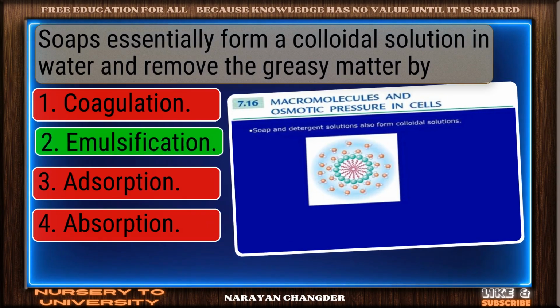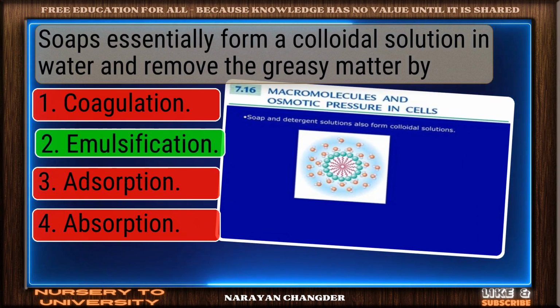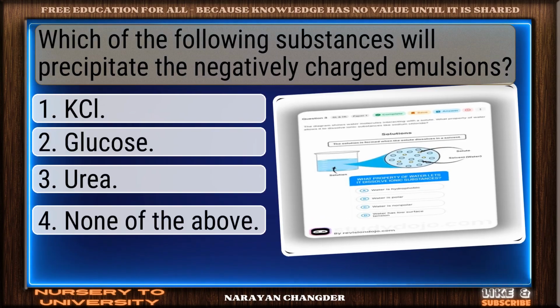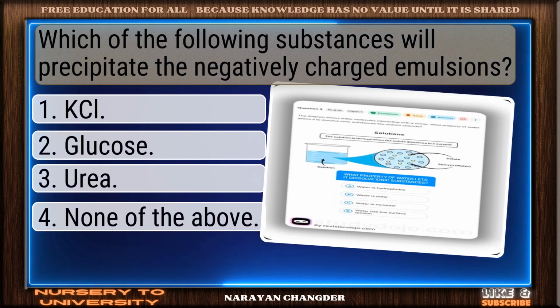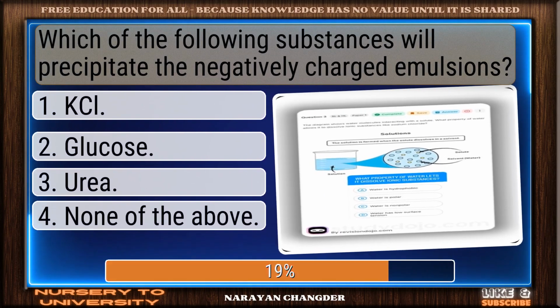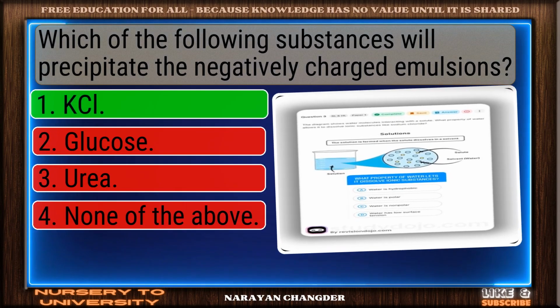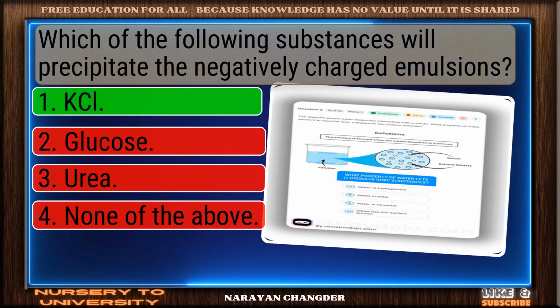Nice selection. Emulsification is the correct and valid answer. Which of the following substances will precipitate the negatively charged emulsions? Great job. KCl is the accurate answer.